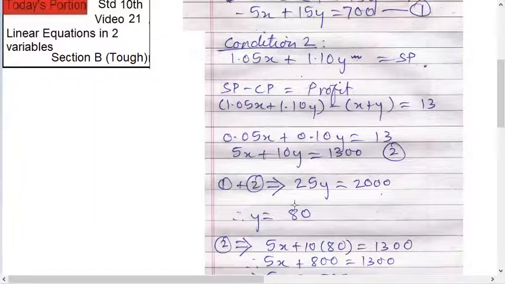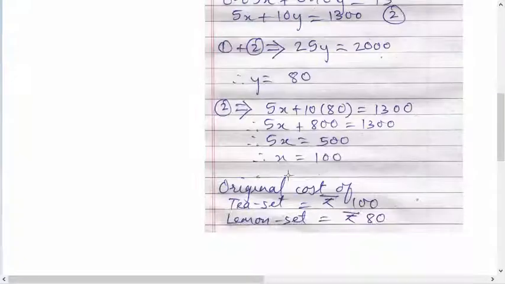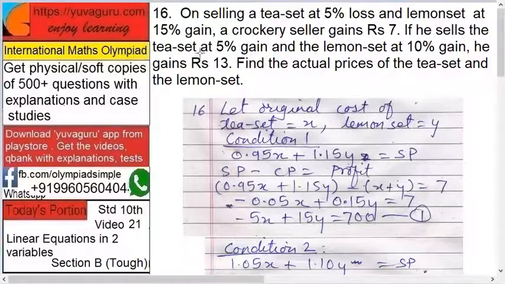Substitute in 1 or 2 anyone. I have done it in 2. So 5x plus 10 into 80 equals to 1300. So 800 here, I take on this side. So 5x equals to 500, x equals to 100. So cost of one tea set is 100 and lemon set is 80. Okay. Simple problem, just practice is required.